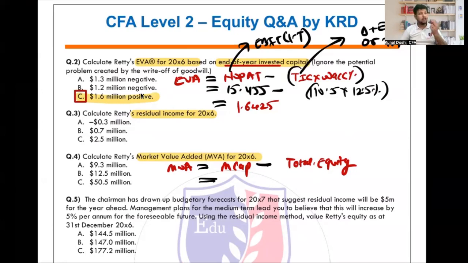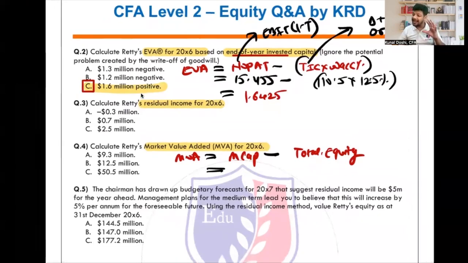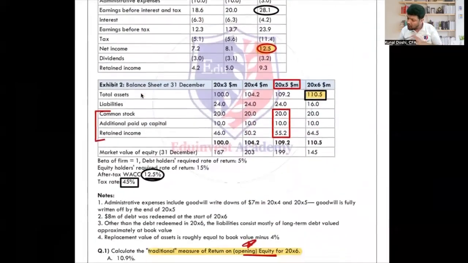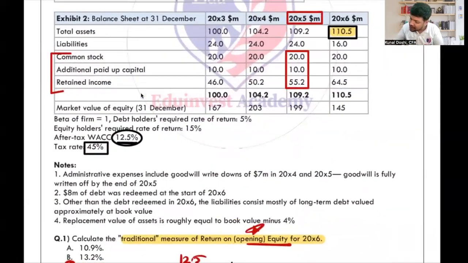Got it? Now, before I do residual income, I will do market value added. Market value added is based on the market cap of this company. For market cap, they've provided the market value of the company, 146. But this is just the market value of equity, right? I need to check if there is a debt. The debt's required return is 5%.